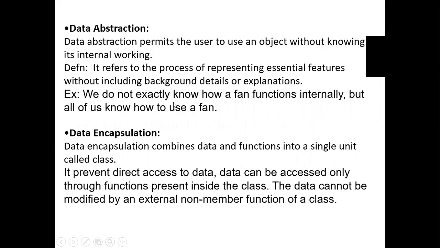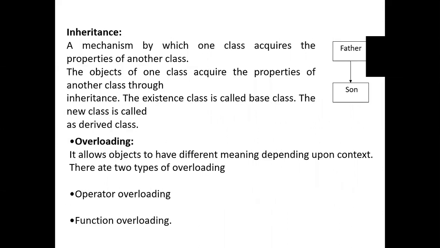After that, we studied data abstraction. It permits the user to use an object without knowing its internal working. After that, we completed data encapsulation. Again, this also combines data and functions into a single unit called a class, and it prevents direct access to data. It means it provides data security. Then we completed inheritance, that is a mechanism by which one class acquires the properties of another class.